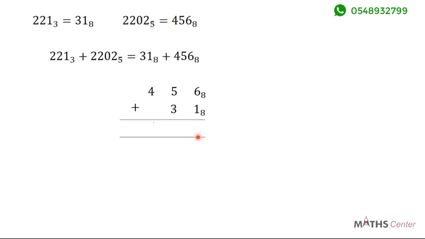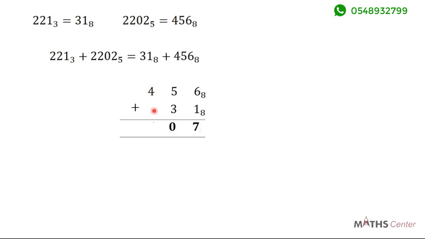So we are now doing the addition. Remember, we are working in base 8. So 6 plus 1 will give us 7. In base 8, we can write 7. So we write it there as 7. Now 5 plus 3 will give us 8. We are working in base 8, so we can't write 8. So 8 in base 8 will give us 1, remainder 0. If you divide 8 by 8, you get 1, remainder 0. So we write the remainder 0. We carry the 1 forward to this side.